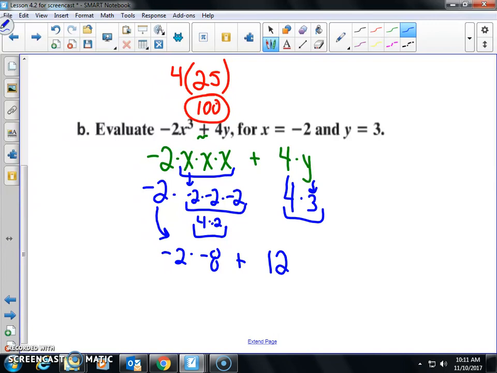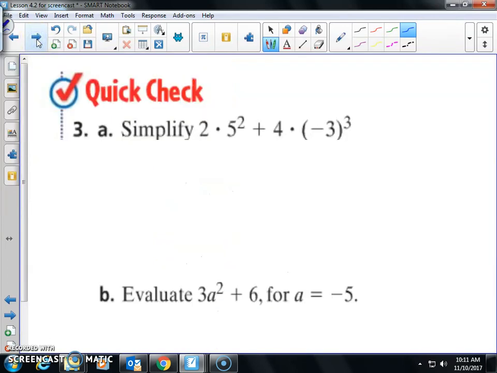So I did parentheses, I did exponents. Now I got to multiply and divide left to right. Negative 2 times negative 8, 16. Plus the 12 that I got over here gives me a final answer of 28. Try letter A, try letter B. Letter B can be kind of tough, so be careful. Remember, a squared actually means a times a. Do that first. Try both of these and then come back and check in.